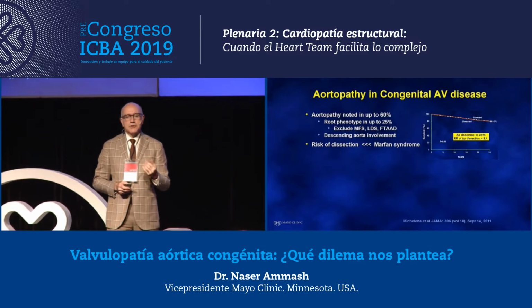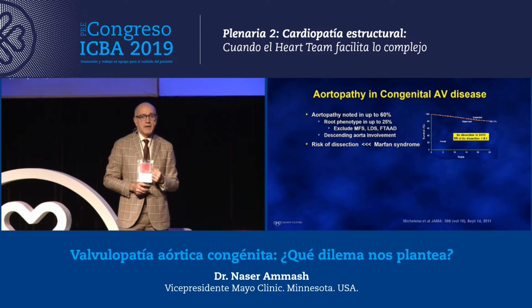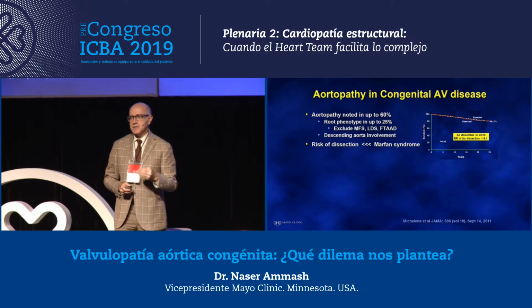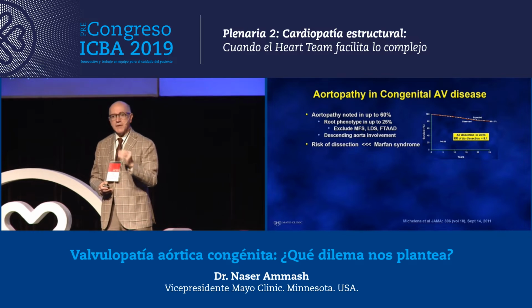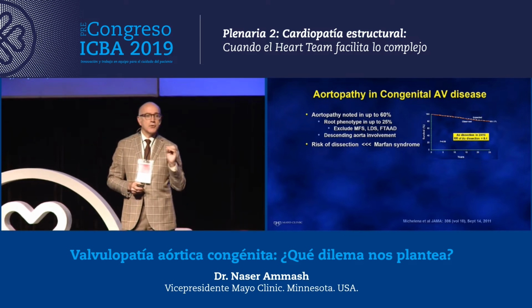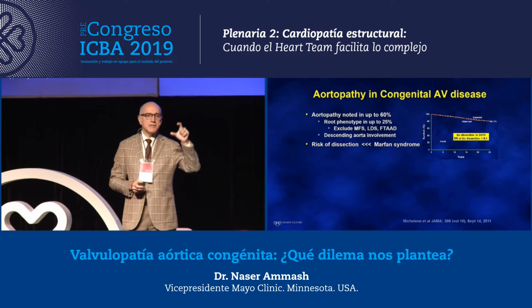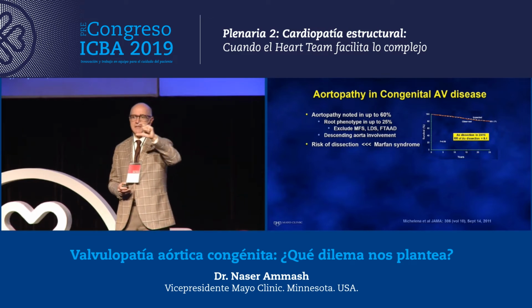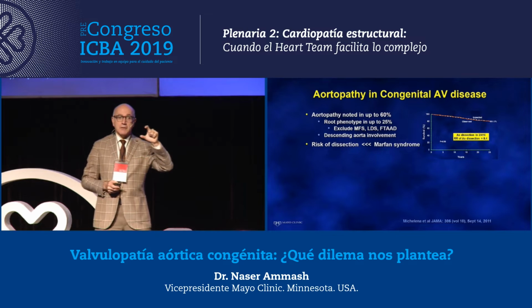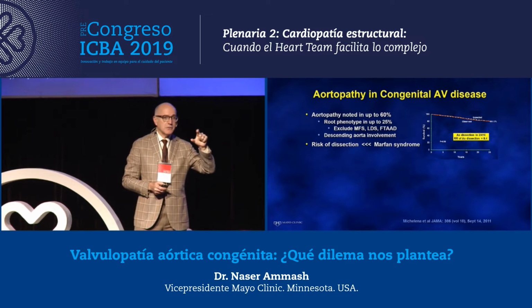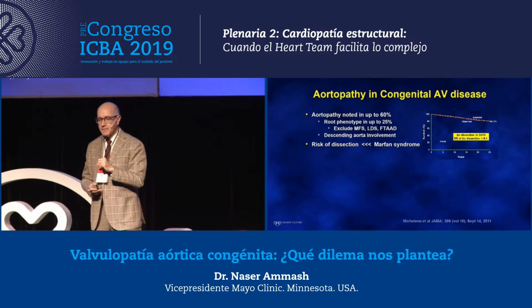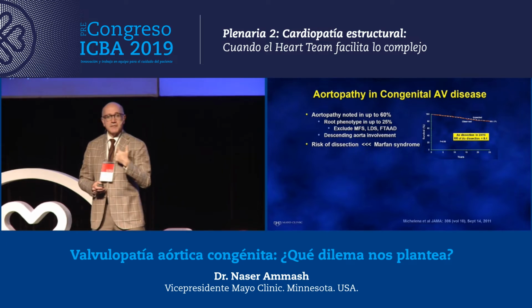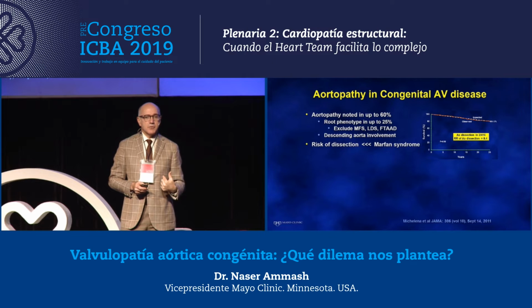Aortopathy is a major concern in patients with bicuspid aortic valve. 60% of patients with bicuspid aortic valve will have a dilated aorta. 25% of them will have an aortic root phenotype, which means the aortic root is enlarged, the sinuses, with effacement of the sinotubular junction that looks like Marfan or Loeys-Dietz syndrome or all those congenital aortopathies that dissect early. You also have involvement of the descending thoracic aorta in some of those patients.